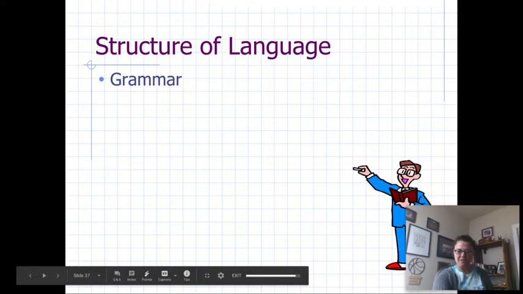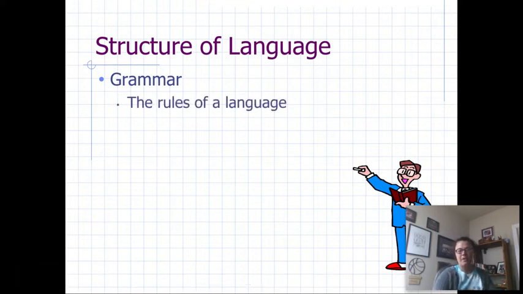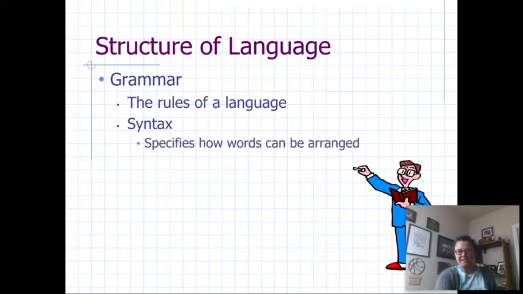Many of you know from your English classes that grammar is the rules of language. So how we group those morphemes together that are made of phonemes, how we group those morphemes together, is our grammar, the rules of language, and how we place certain words that are verbs and nouns. That's all the syntax of things, how they're arranged to make sense.